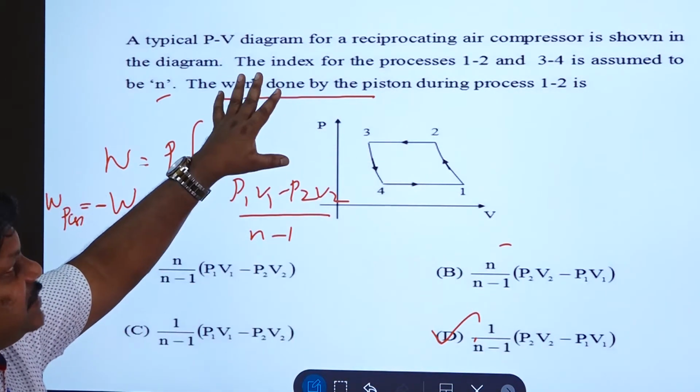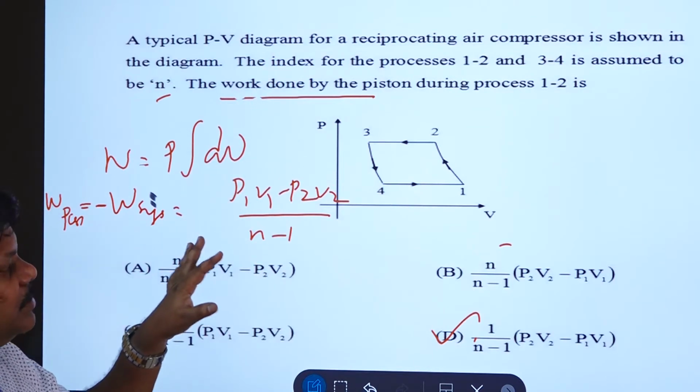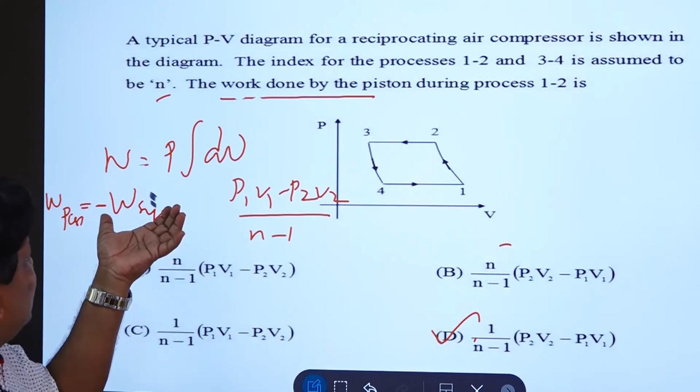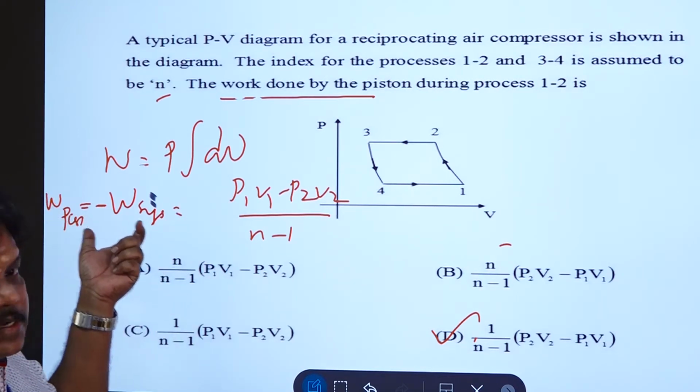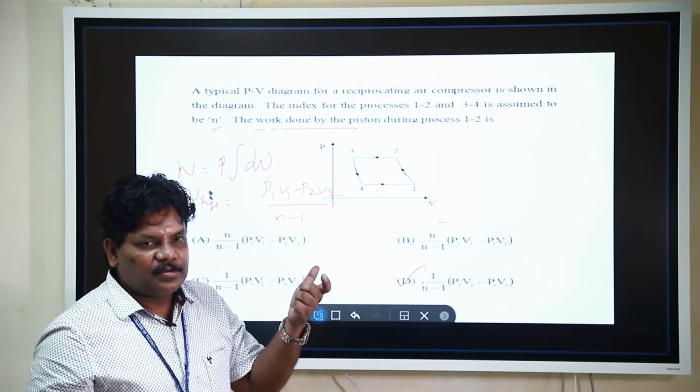So read the question thoroughly. Only when you read the question will you be able to answer. The piston work will be the negative of the system work. That should be known to you.